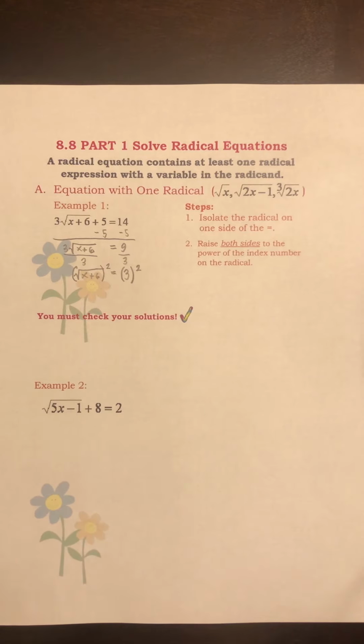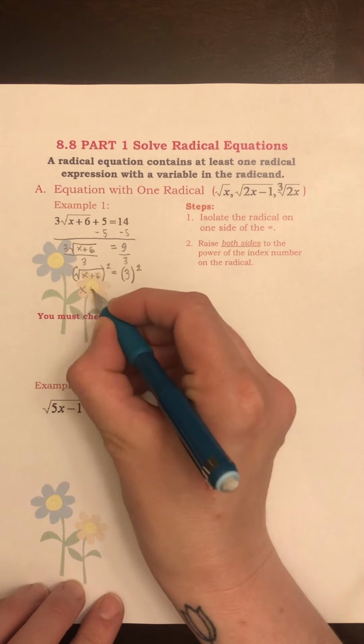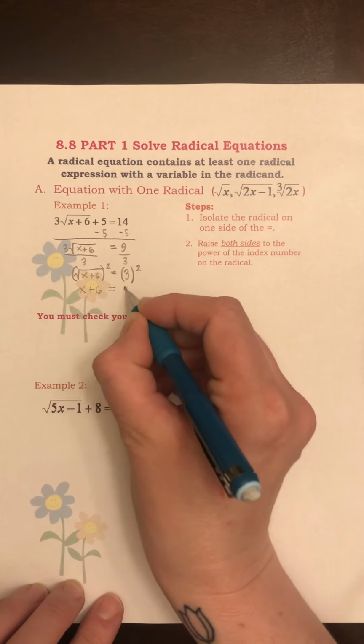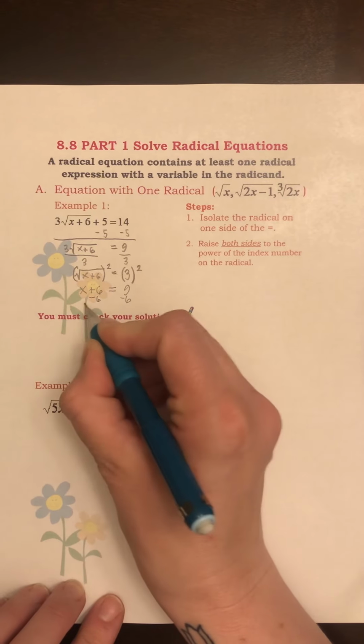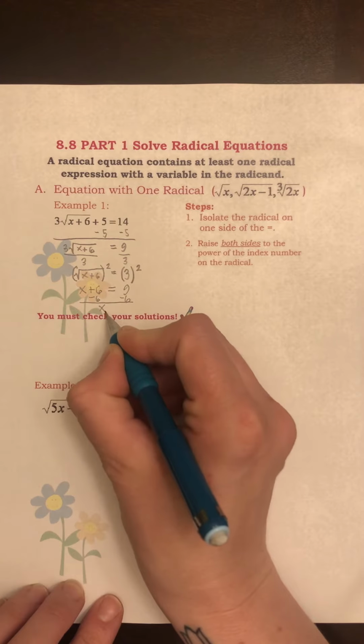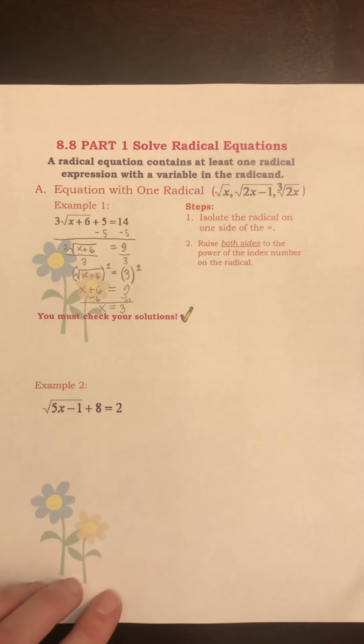Now, why do we want to do that? Well, if I have a square root and I square it, it cancels out. So now I have x plus 6 equals 9 because 3 squared is 9. And then lastly, I have an easy problem now. I'm going to move the 6 from each side with subtraction, and I get that x is 3.